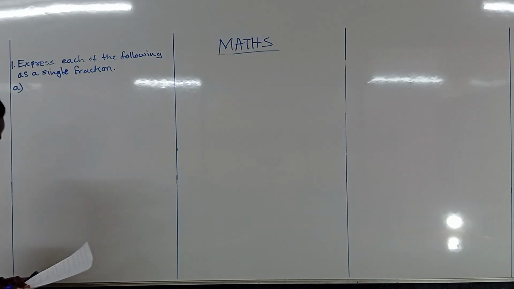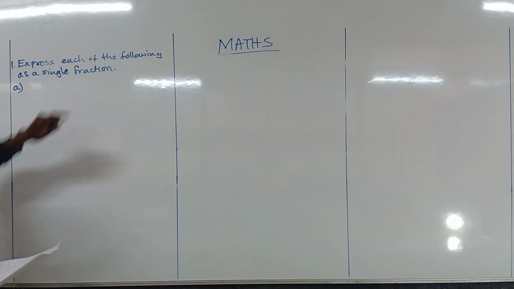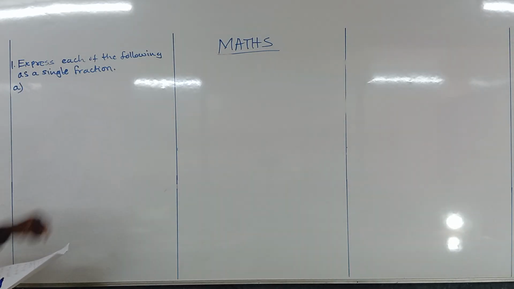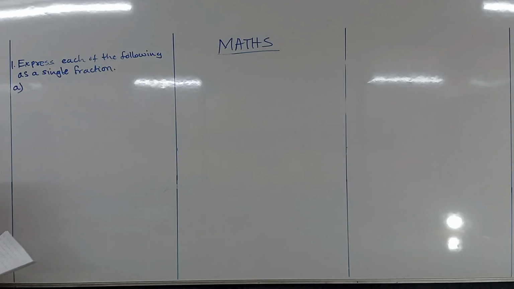So we go straight to our first question. Our question states, express each of the following as a single fraction. So we are going to express a number of questions that are written in terms of numbers combined with letters, and then we are going to write them as a single fraction. This is a grade 8 concept according to the current CBE curriculum.